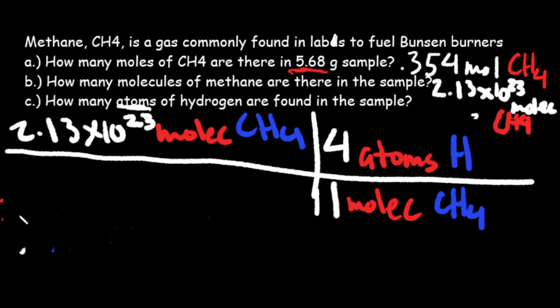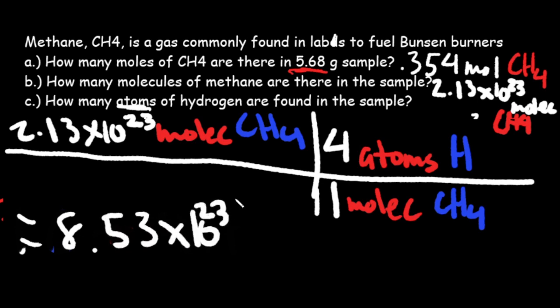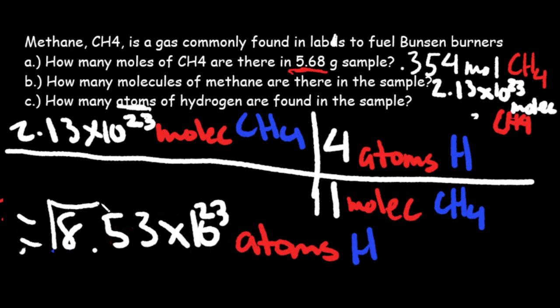So you would get 8.53 times 10 to the 23 atoms of hydrogen. So this will be your answer for C.